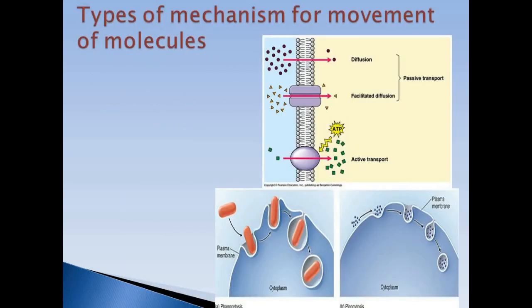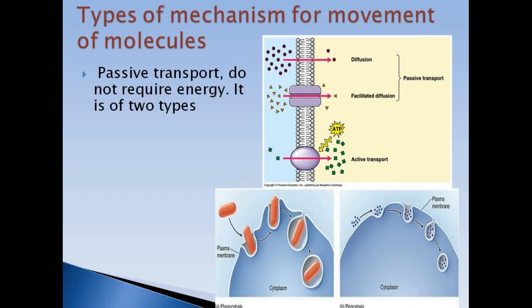Which types of movement are there for molecules through the plasma membrane? Basically, there are two types of movement: passive transport and active transport. Passive transport is that which does not require energy. It is of two types: diffusion and osmosis. In these, molecules move from high concentration towards low concentration, that is, according to the concentration gradient, from the higher side towards the lower side.